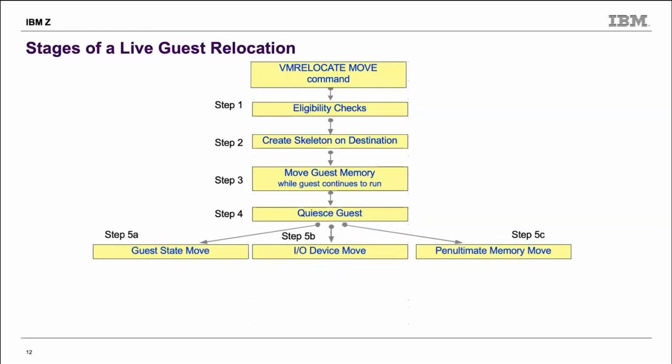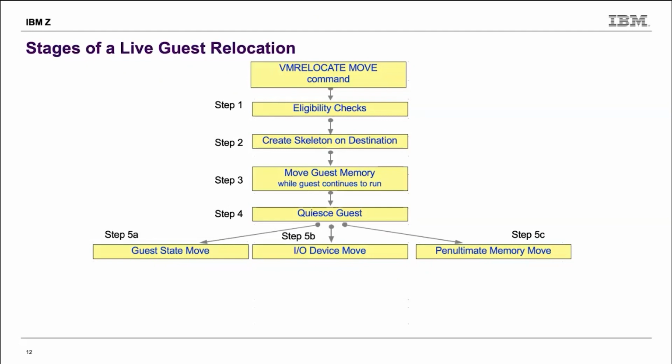Step 5A is the guest state move thread. It's a very brief thread of execution. All that's involved there is moving all the data that defines what our guest was doing when we temporarily quiesced him. That's things like the contents of the guest registers, and any control blocks that z/VM needs to describe what our guest was doing when we stopped him. We'll move all that over so that when we get him running again on the destination member, he can just pick up where he left off and nothing changes.